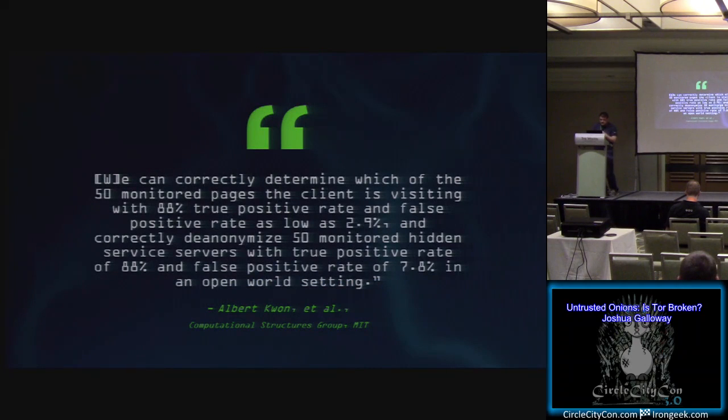So, they're only monitoring 50 pages, and they can only get an 88% true positive rate and a false positive rate of a minimum of 2.9%. And this is in an open world setting. Now, for something to be admissible to a court of law, you need a lot more certainty than that. My point is, basically, this attack that did scare Gordon shutting down is almost entirely useless in the real world.